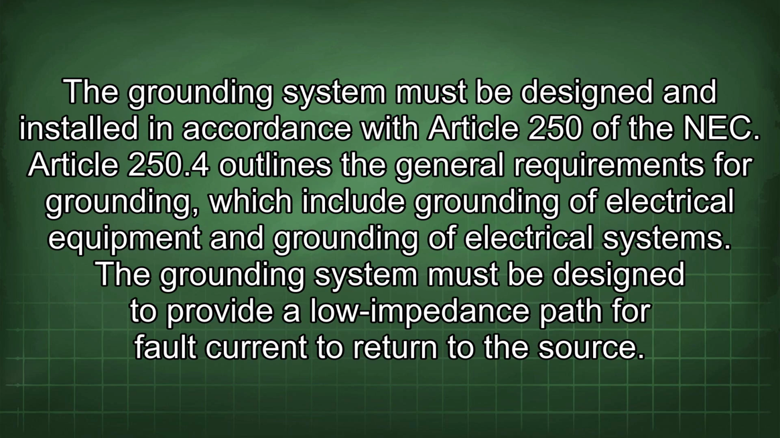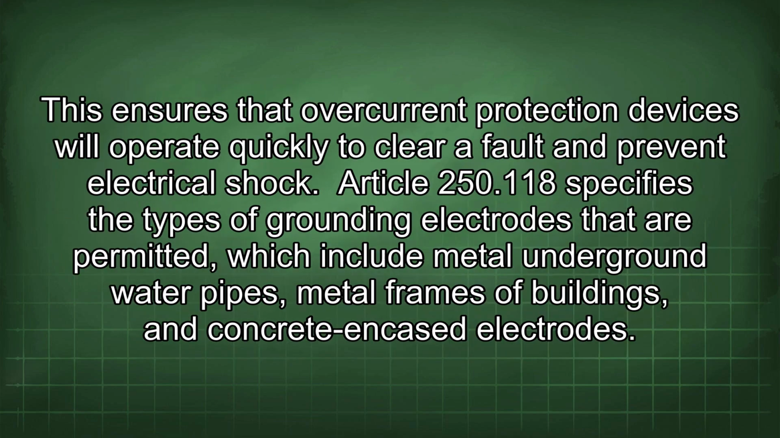The grounding system must be designed and installed in accordance with Article 250 of the NEC. Article 250.4 outlines the general requirements for grounding, which include grounding of electrical equipment and grounding of electrical systems. The grounding system must be designed to provide a low impedance path for fault current to return to the source. This ensures that overcurrent protection devices will operate quickly to clear faults and prevent electrical shock.